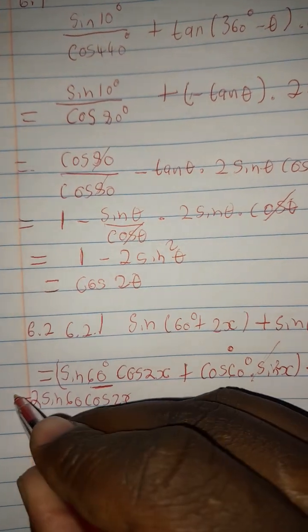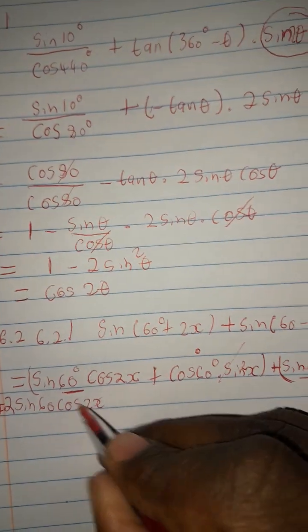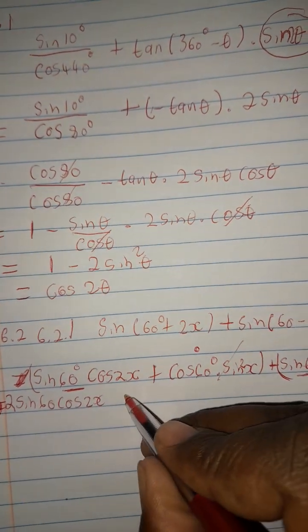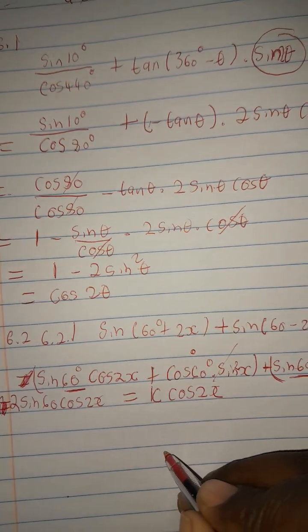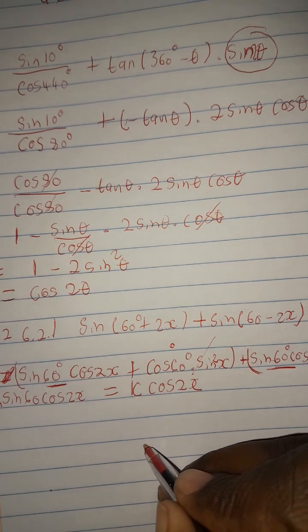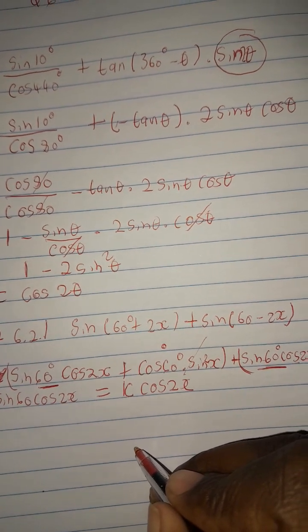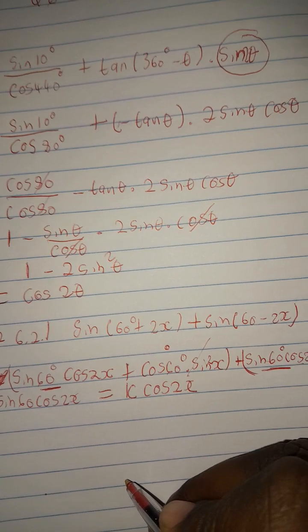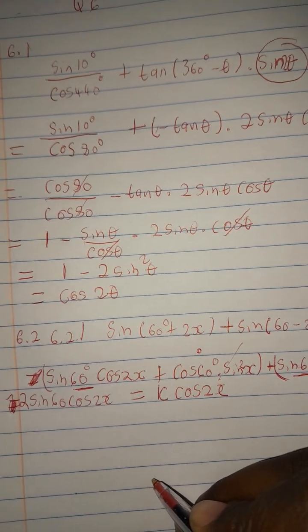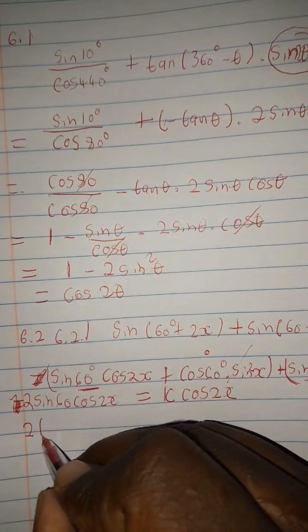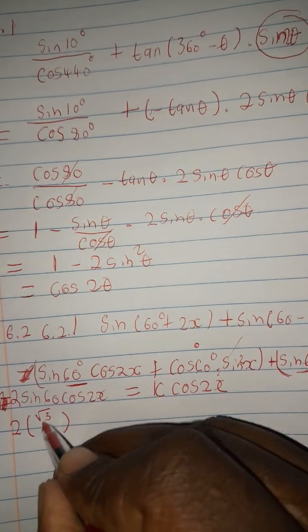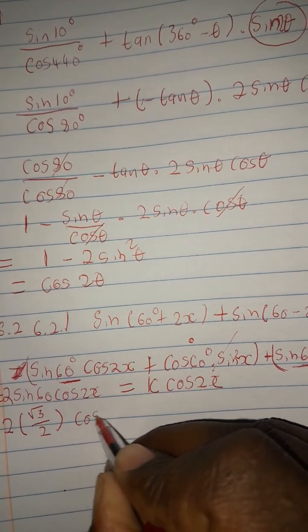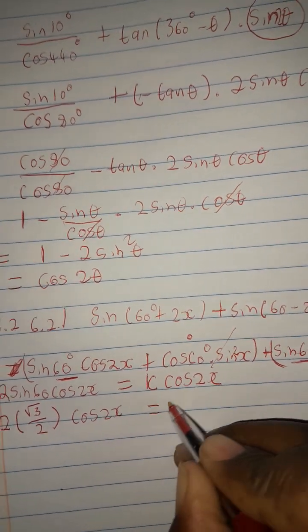Let me just work it out. There was no need for me to put equal signs here. So this will be equal to k cos 2x. Is it cos? Yes, k cos 2x. From here, we don't need to rush. We have a special angle here, which is sine 60. Sine 60, when you punch it, will be root 3 all over 2. So cos 2x, right? It is equal to k cos 2x.